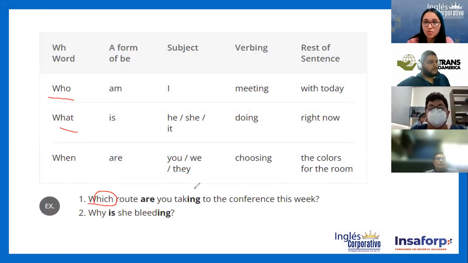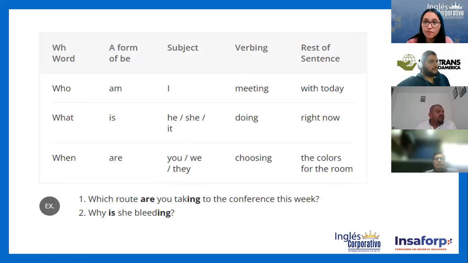Why is she bleeding? Why is she bleeding, right? What is the difference between because and why? Okay. Question or answer? When you have a question, you use why. When you have an answer, you use because.